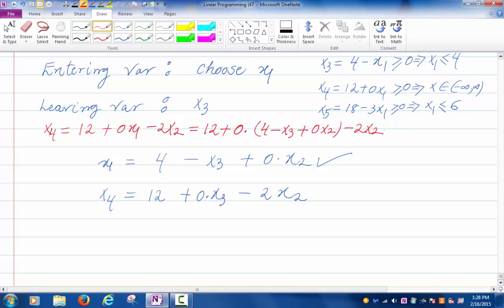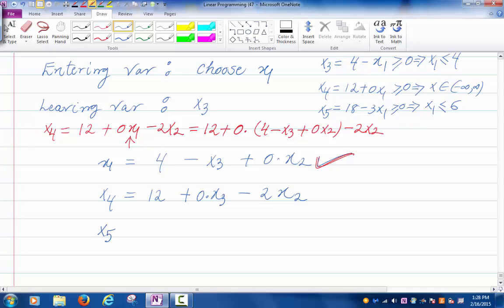Not x3, sorry. You're going to replace x1 by that. So what I did is I replaced this x1 by the value of x1 here. When I do that, I'm going to simplify that in terms of x3 and x2. These are the non-basic. x3 and x2 are the non-basic. I'm going to write it in terms of x3 and x2. If I do that, I'm going to get 0x3 minus 2x2 again because the coefficient is 0. Is it clear? Okay, what would be the equation for x5?